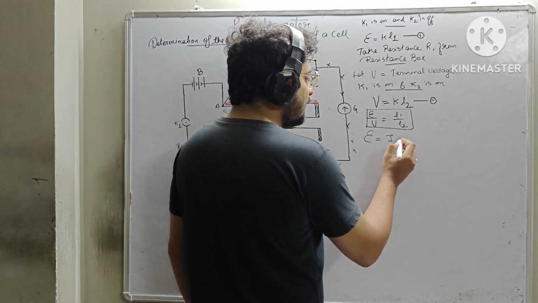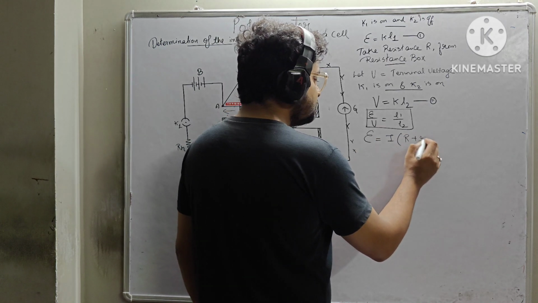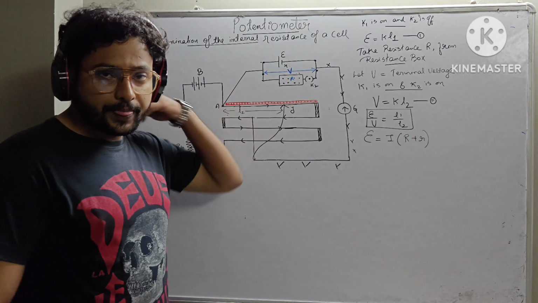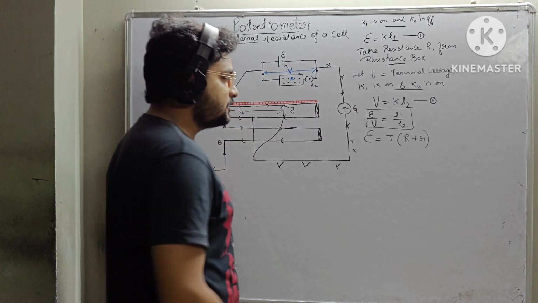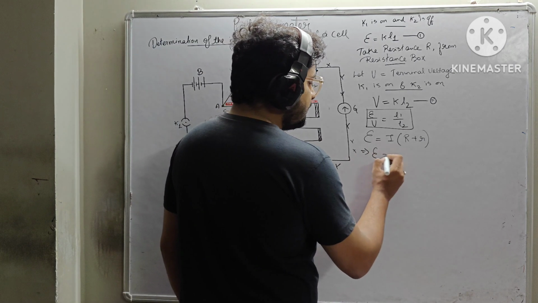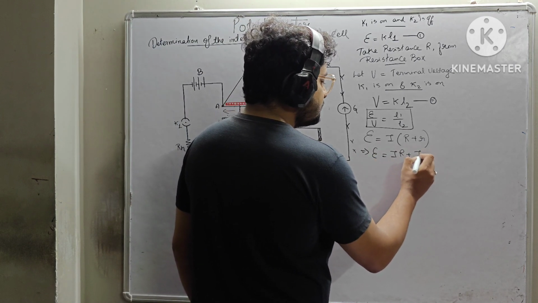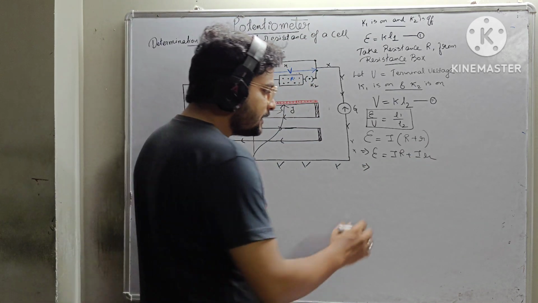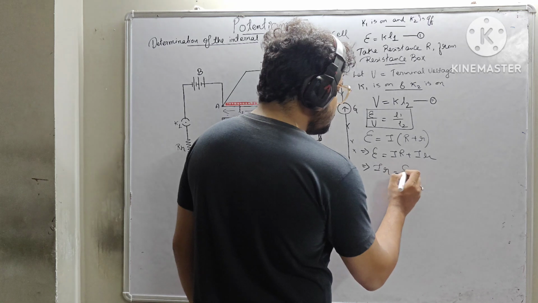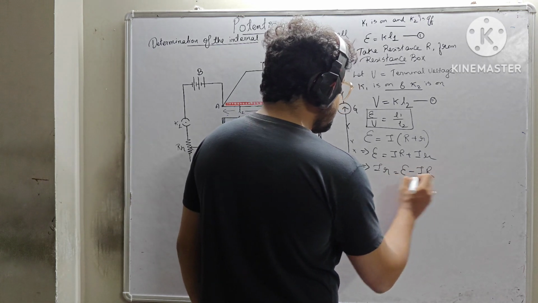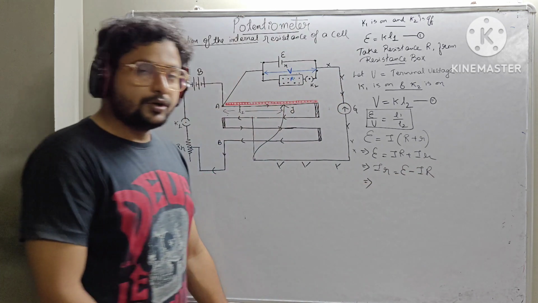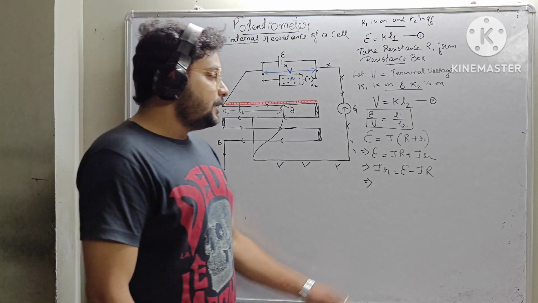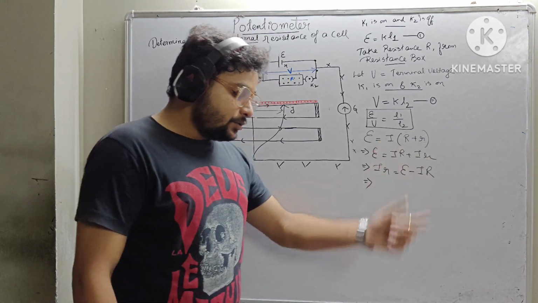EMF is equal to I into (external resistance plus internal resistance). I hope all of you are familiar with these equations. From here I can write EMF equals IR plus I into small r. From here I can write IR equals EMF minus I into capital R.